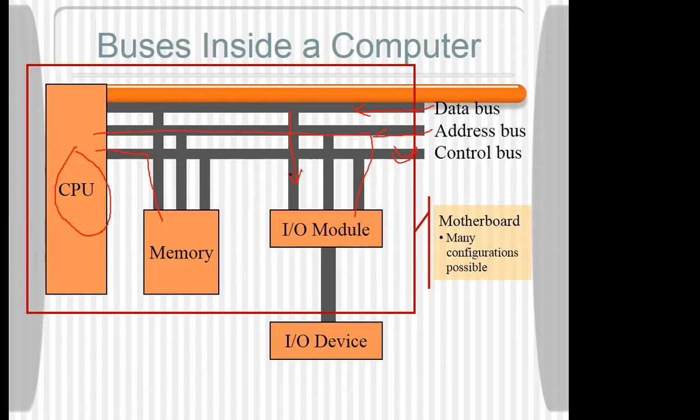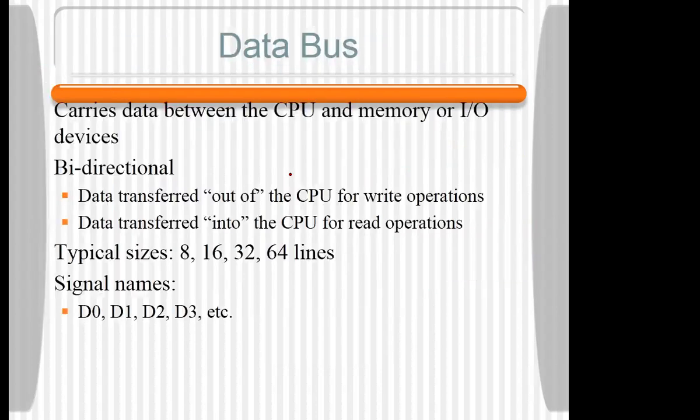Those should be there. They can either be multiplexed or in different lines, but those functionalities should be present in the bus. So if you look at the data bus, it carries information between the CPU and the input-output devices.